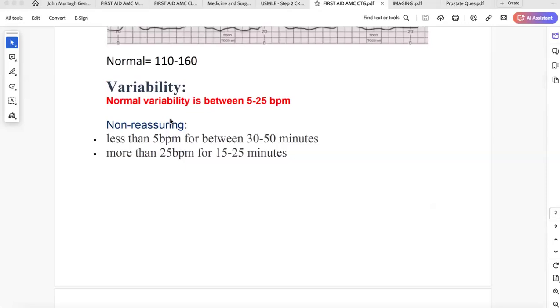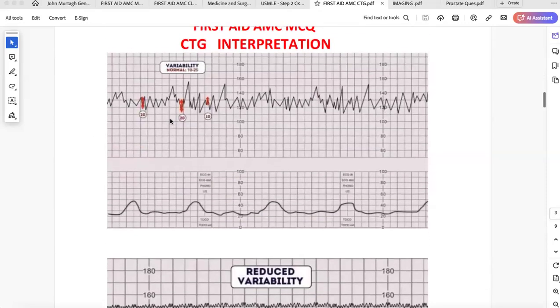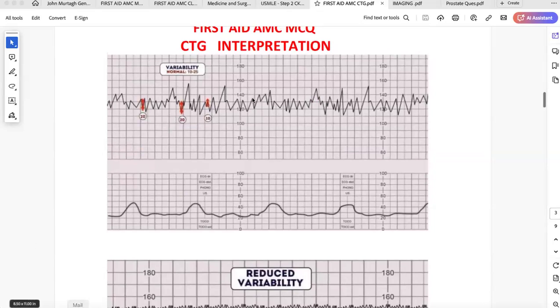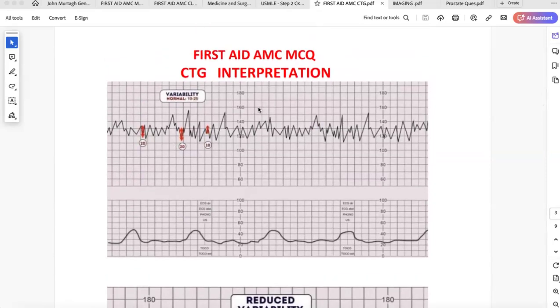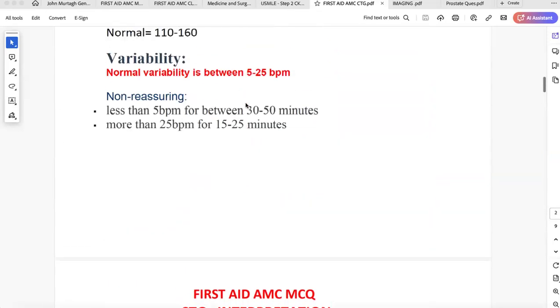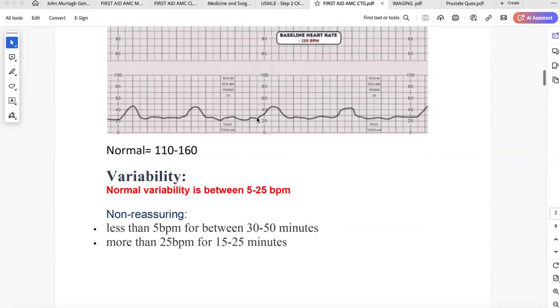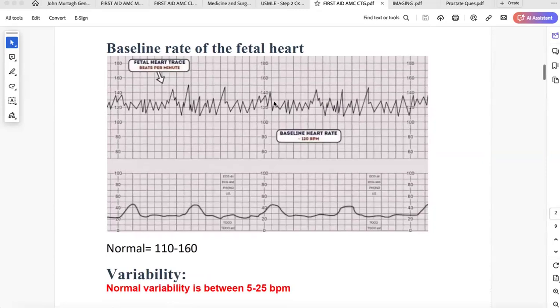Next is variability. Variability means that if you look over here, you can see that it's not just in a single line. The fetal heart rate is going up and down, right? Having these ups and downs is a good sign. It means that there is enough variability in the CTG. So normal variability is from 5 to 25 beats per minute.